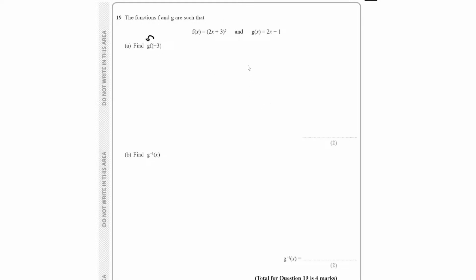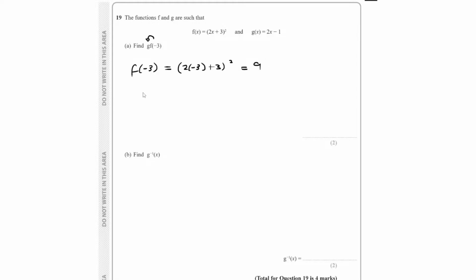Now, you've got two ways of doing this. You could work out the composite function g of x and then sub in minus 3 at the end. Or, it's a little bit easier, what I tend to do is I sub in minus 3 first. So minus 3 into the f. So f of minus 3 is 2 times minus 3 plus 3 and then squared. I would literally work that out as a value. So 2 times minus 3 is minus 6, plus 3 is minus 3. Minus 3 squared is positive 9.